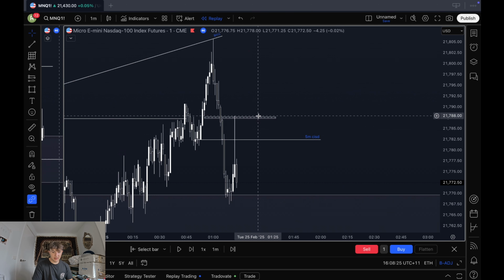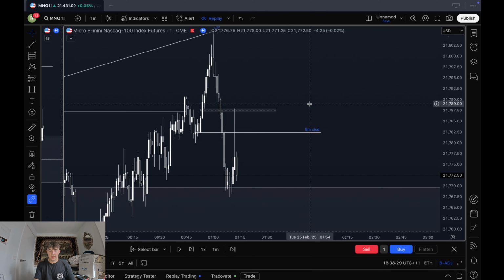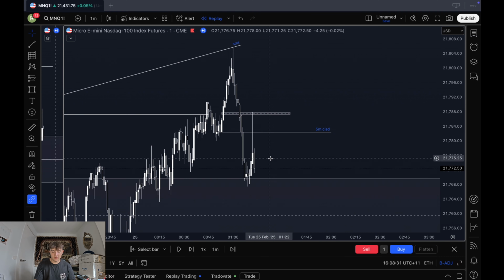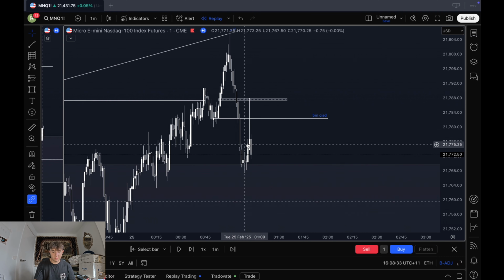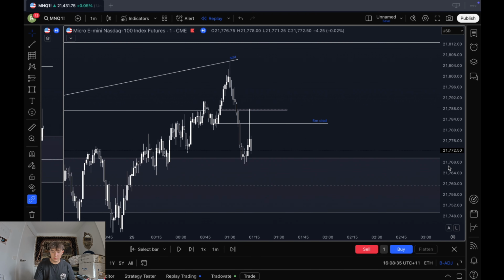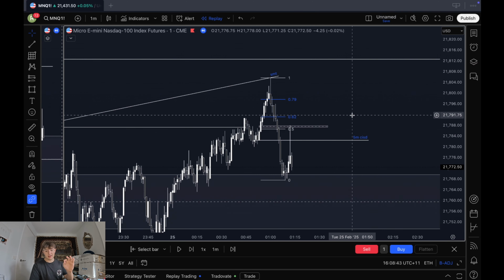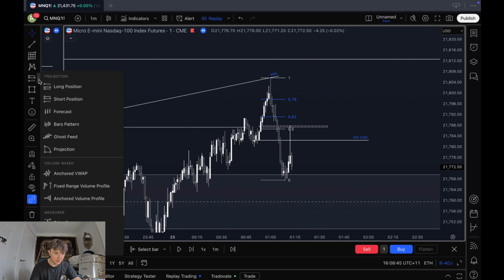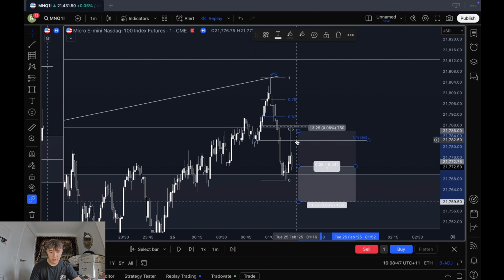So we can see we tap really perfectly into this imbalance, and then we close below the change in the state of delivery, also tapping back into this 1 minute fair value gap, but importantly as well, we tapped into equilibrium of this swing leg. So that would have been a brilliant entry. If you could have got on entry there, that would have been great.